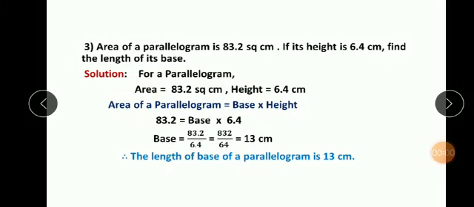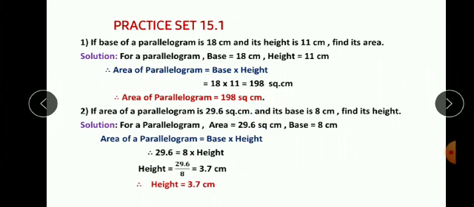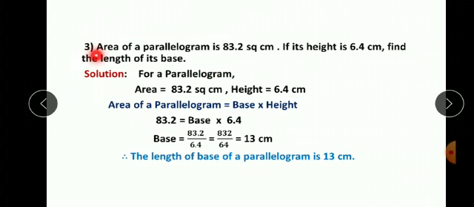So children, practice set 15.1 we have started earlier, and the first two sums are already over. Now let us see practice set 15.1 third sum. Area of parallelogram is 83.2 square centimeter if its height is 6.4 centimeter. Height is given and area is given. Find the length of its base. Solution. For a parallelogram, area is equal to 83.2 square centimeter and height is equal to 6.4 centimeter.